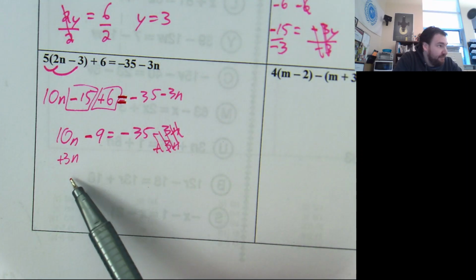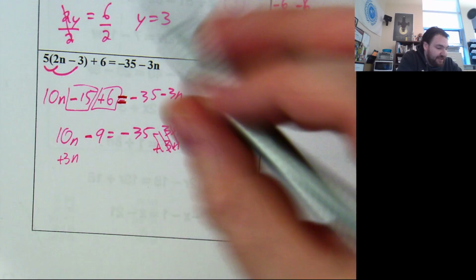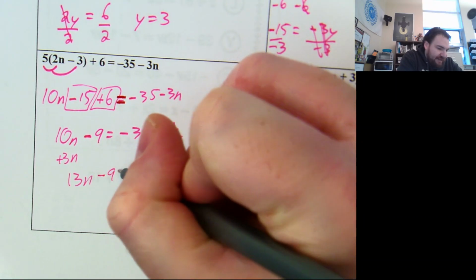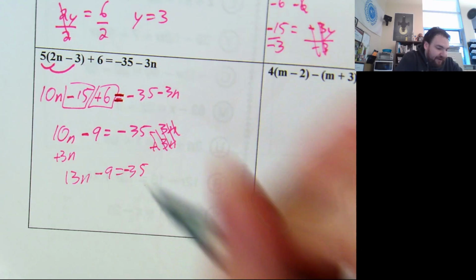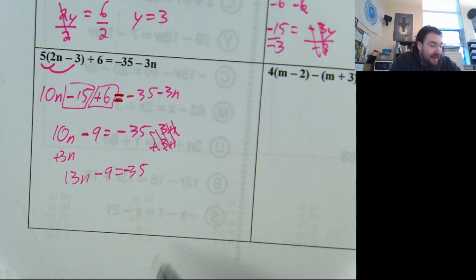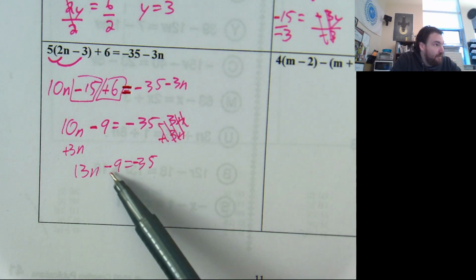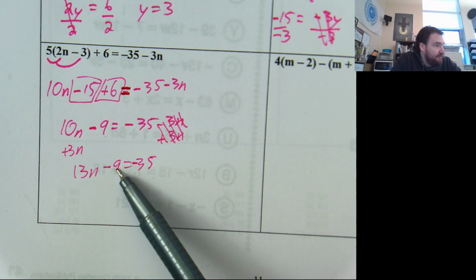10n plus 3n is 13n. You got 13n minus 9 equals negative 35. And now the next thing we have to get rid of? Yeah, we want to get rid of the negative 9.